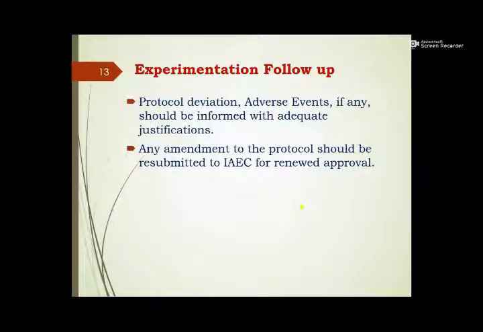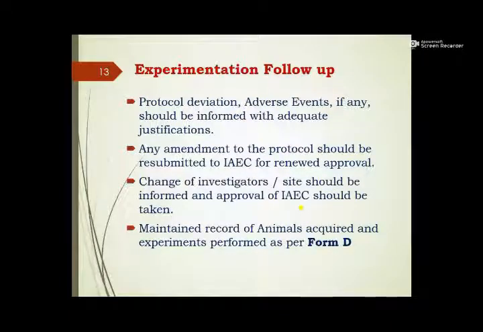Then any amendment to the protocol should be submitted to IAC for renewed proposal or approval. If you want to extend your work, or if you want to change your procedure, that should be informed to IAC. Then change of investigator or site should be informed, and approval of IAC should be taken. So if there is a change in investigator or co-investigator, or the place of research work, that should be informed to IAC, and you have to take approval from IAC for this. And maintain a record of animals acquired and experiments performed as per Form D.